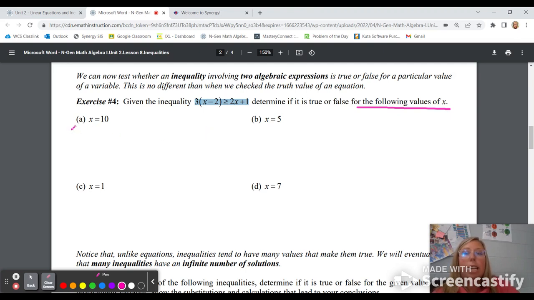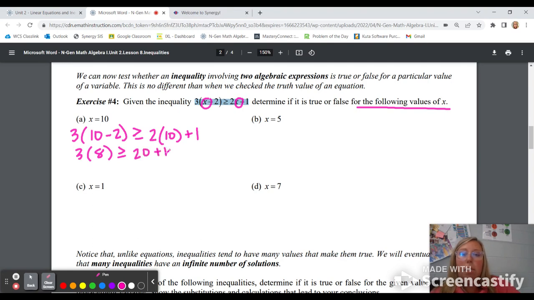That's going to look like this. We're going to take 3 times 10 minus 2, replacing x with whatever value is given in each of these examples, greater than or equal to 2 times 10 plus 1. From here, you're going to follow order of operations. So 10 minus 2 is 8, so that's going to be 3 times 8. And then over here, 2 times 10 is 20 plus 1. 3 times 8 is 24, greater than or equal to 20 plus 1 is 21.